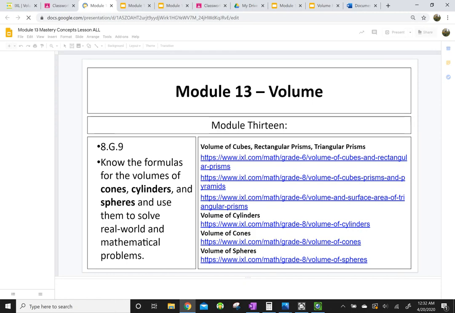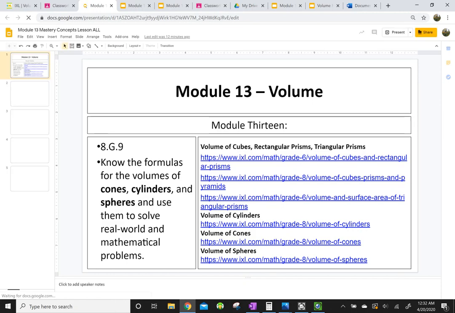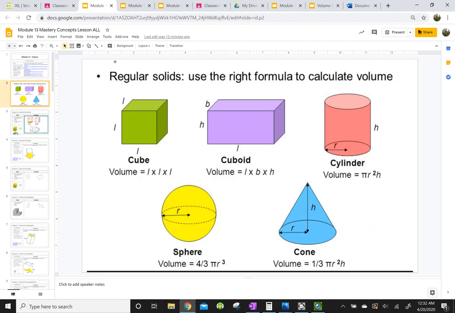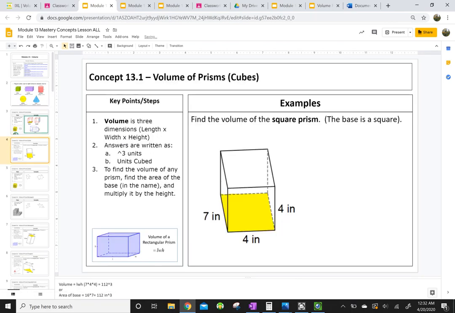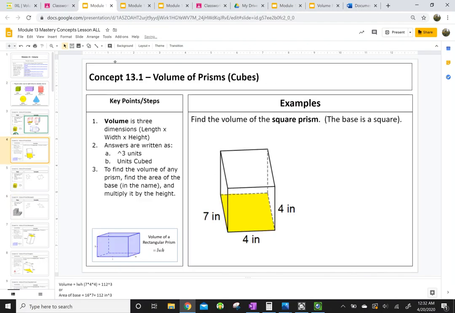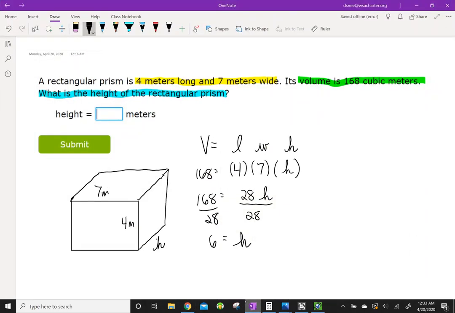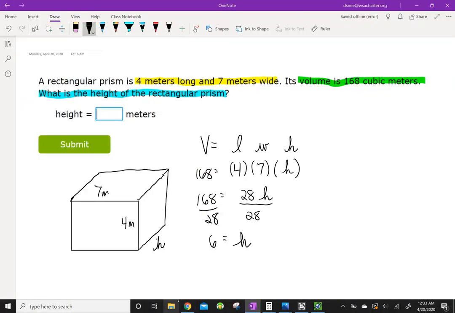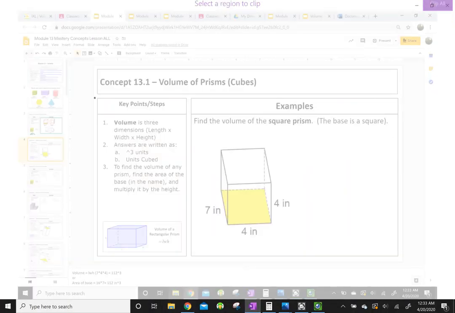This is for you to open and use. It's full of tools that will help you find the volume of lots of different shapes: cones, cylinders, spheres, triangular pyramids. All of these things we can find the volume of, okay? Today we're going to focus on the square prism and the rectangular prism, okay? And for any prism, let me go back to that page. For any prism, we're going to read some of these key points and steps.